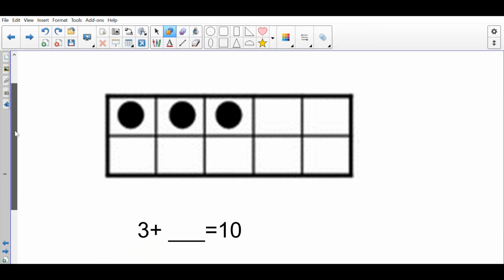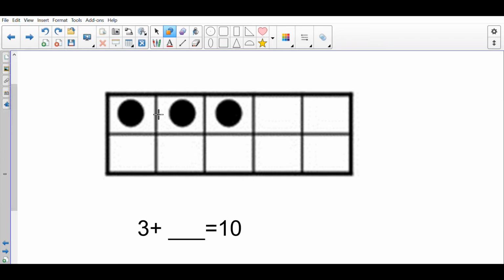Ooh, our next 10 frame. How many dots do we have in our 10 frame? 3. Good job. So our number sentence goes 3 plus blank equals 10. 3 plus what? What's this number going to be?